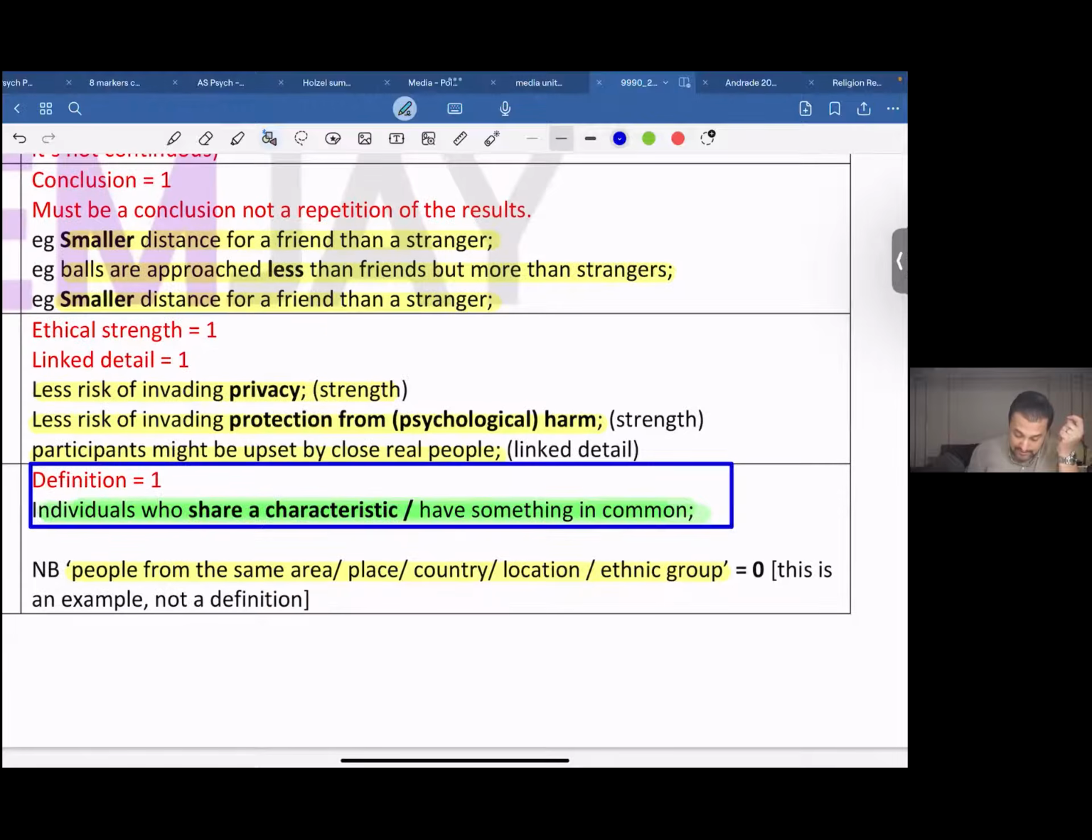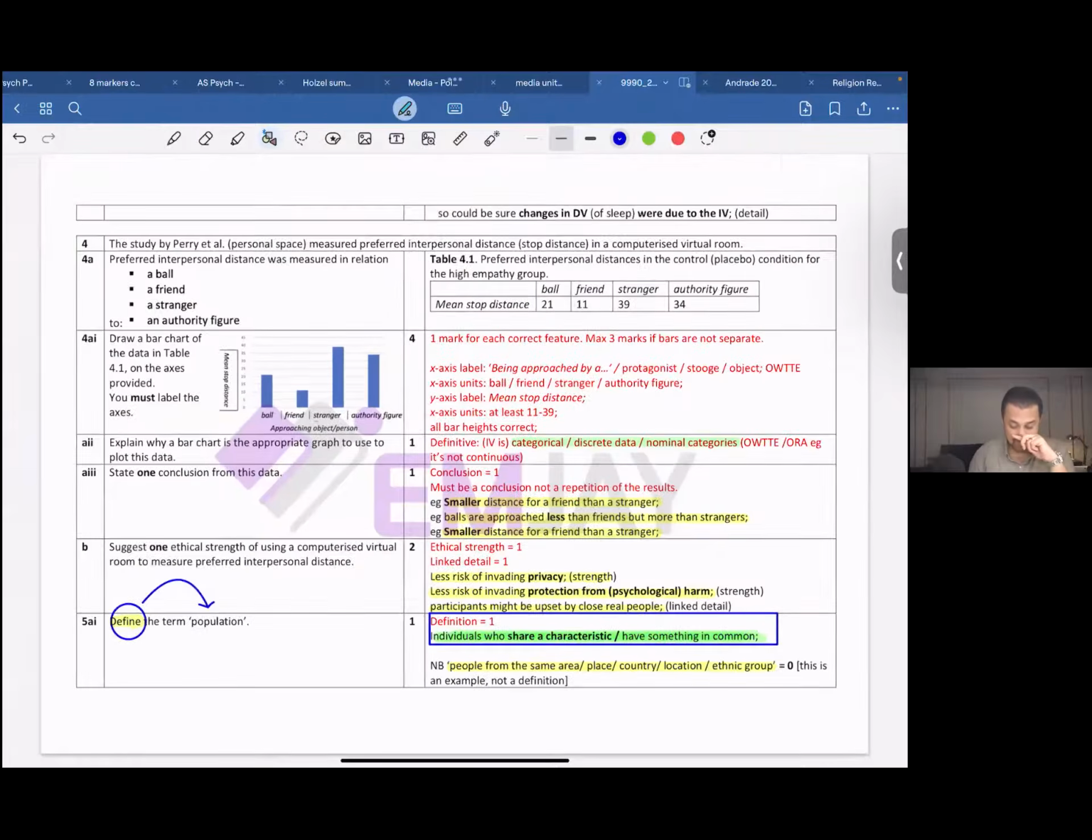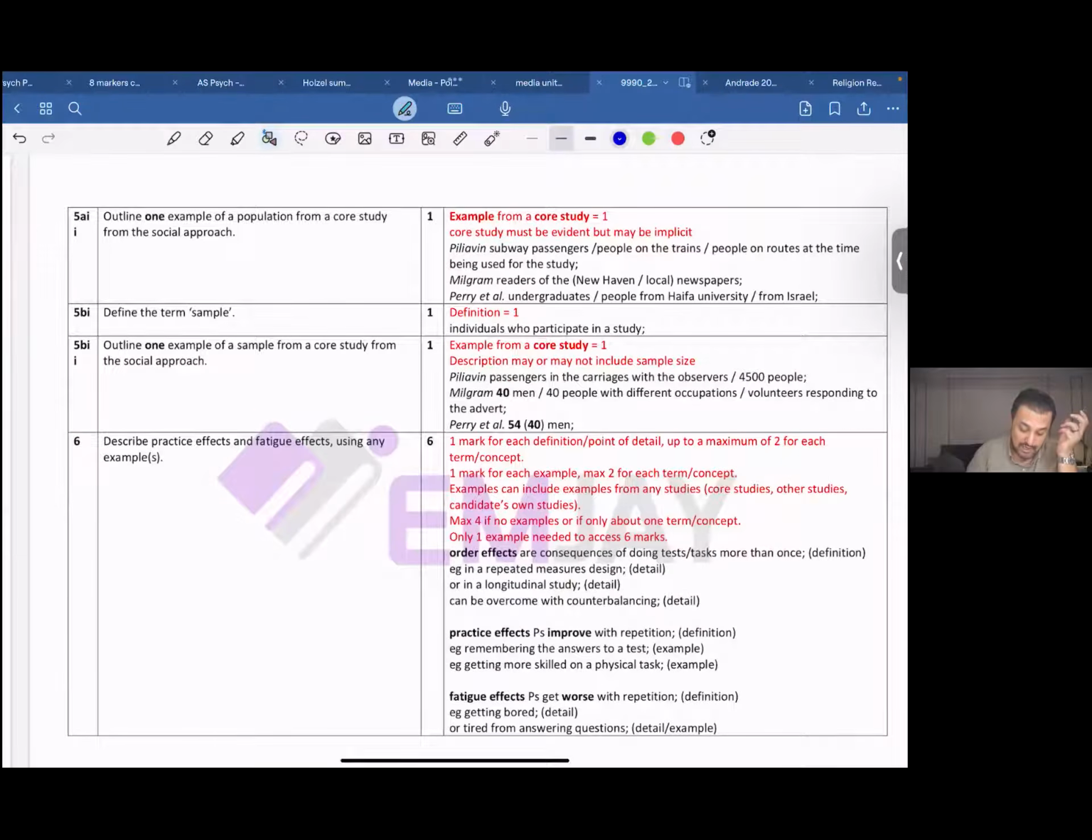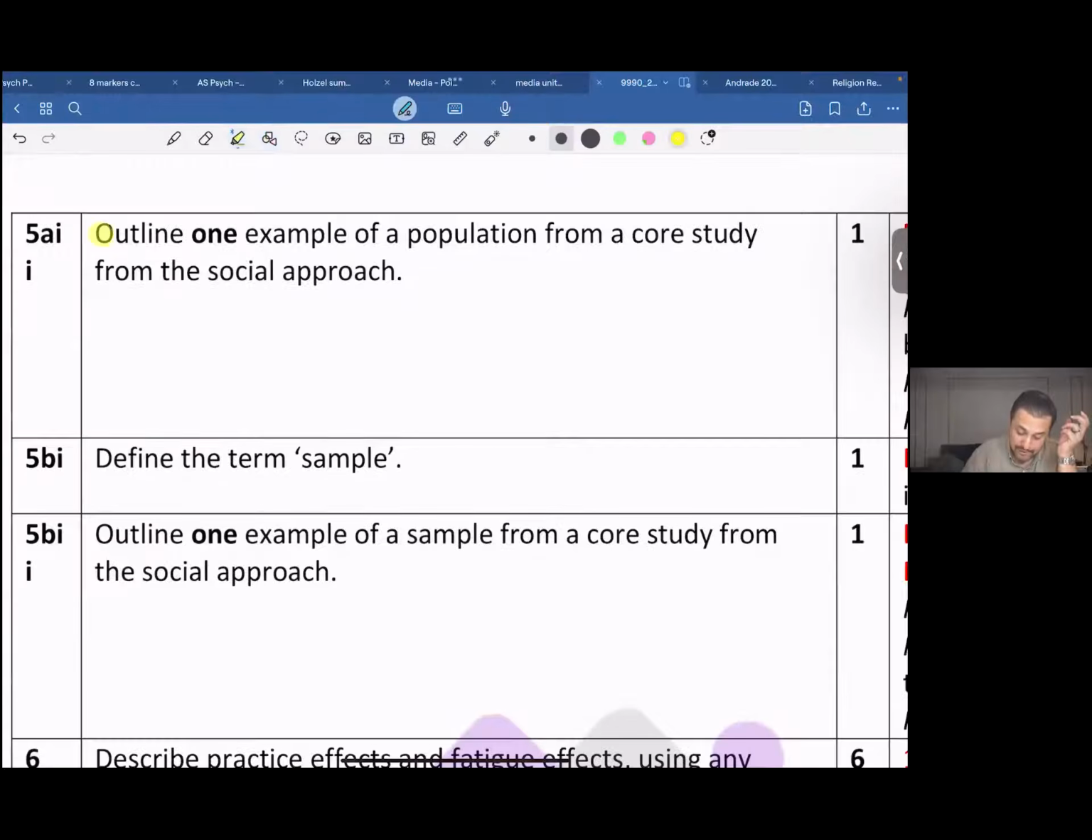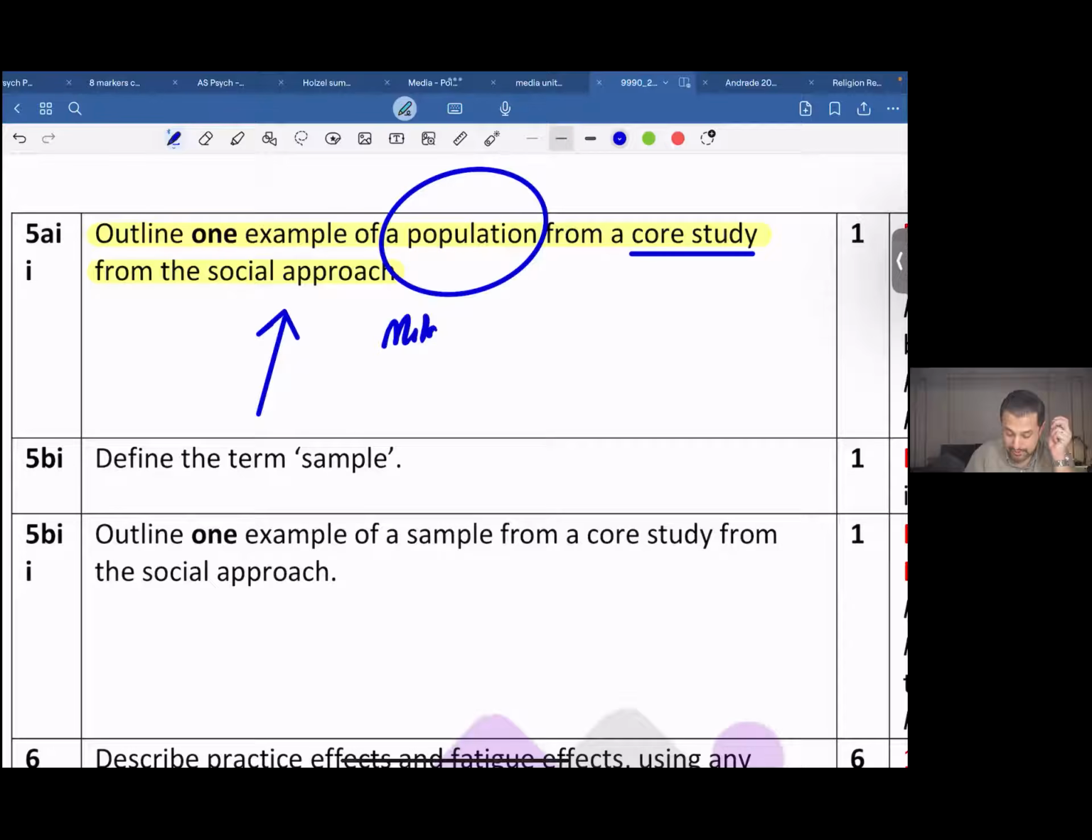So yeah, taking this ahead, the second part of question number 5: outline one example of a population from a core study from the social approach. There you go. Your grip on core studies. You are asked to give an example of a population from a core study from the social approach. Now, the 3 researches that are part of the social approach: we had Milgram, we had the study by Perry et al., and we had the study by Piliavin, right?